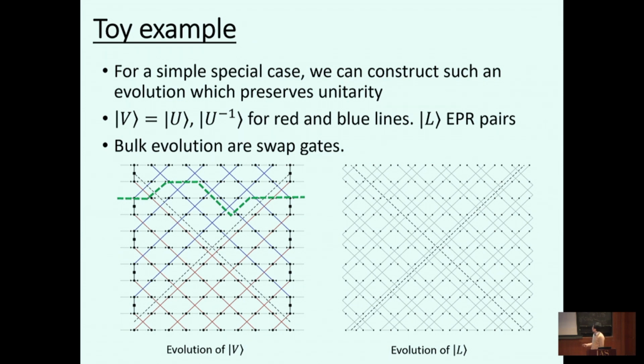The reason why I do that is if you take a cut in the middle, this dashed line here, you'll see the red and blue cancel each other. So the left and right side will be simply entangled with EPR pairs, because the U and U inverse cancel each other. But when you evolve up in time, you get more blue than red, and that's how your quantum circuit gets longer.